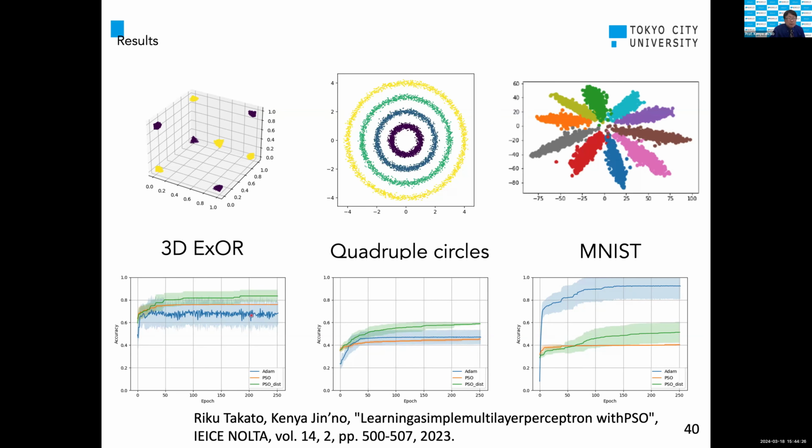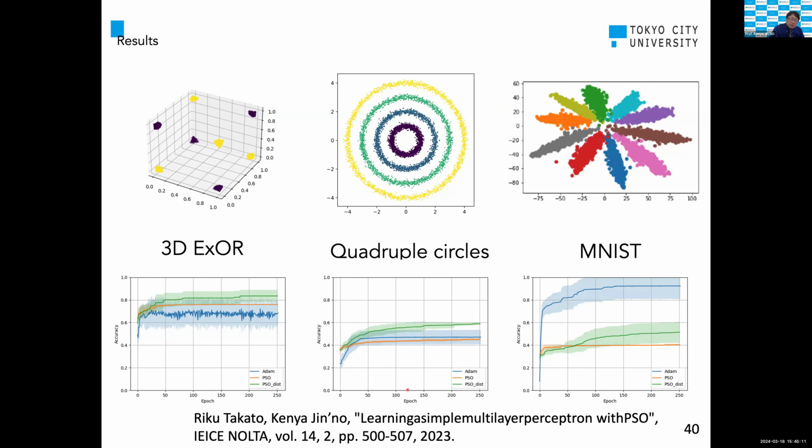These graphs below represent the classification accuracy at each epoch during the learning process. The blue line represents the learning results of a multi-layer perceptron based on the conventional gradient method. In contrast, the other three graphs show the learning progress when optimized by three types of PSO. The lighter color indicates the standard deviation for each method.